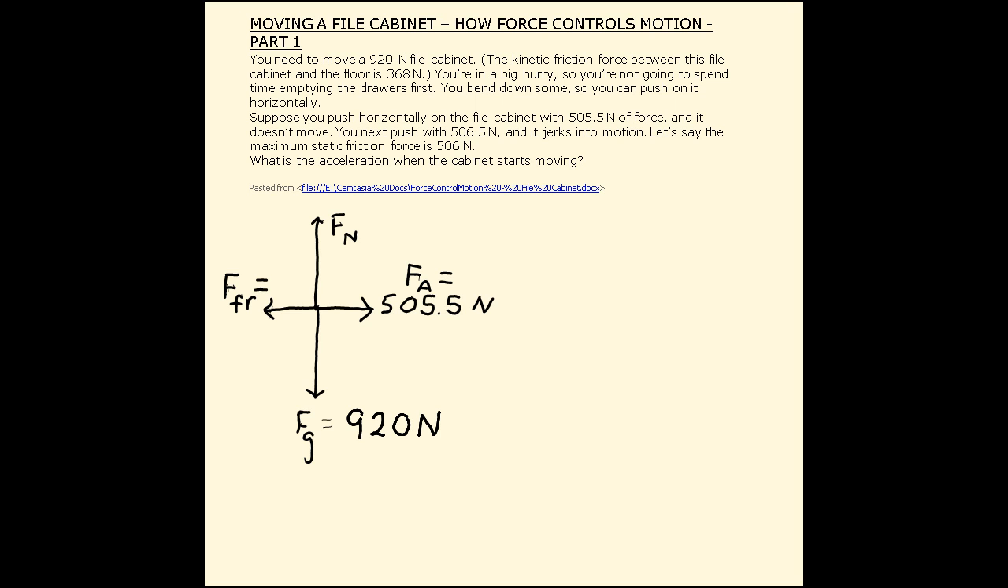Now we can use Newton's laws of motion to determine how big the friction force is and how big the normal force is. Since the file cabinet maintains a constant velocity while the 505.5 newtons is acting on it, in this case a constant velocity of 0, then we know that those horizontal forces have to be balanced. So we know that the friction force is also 505.5 newtons.